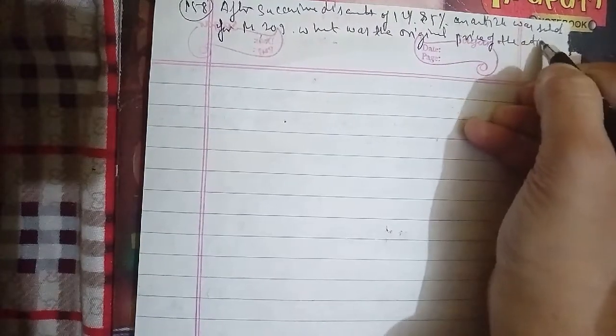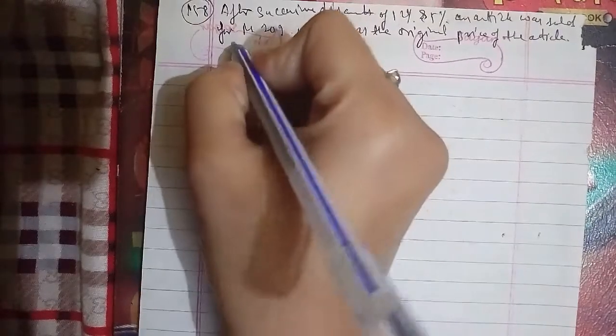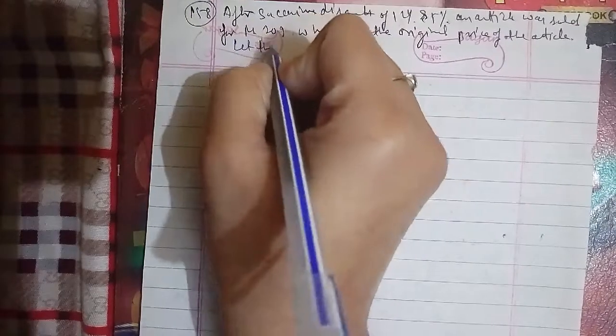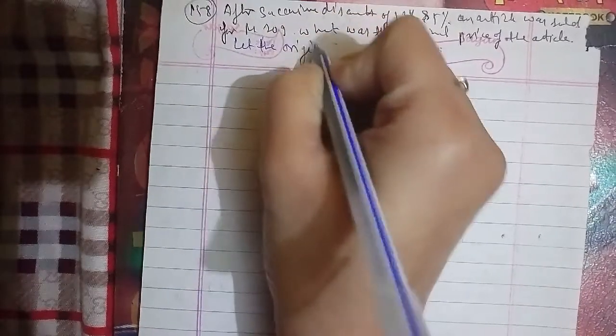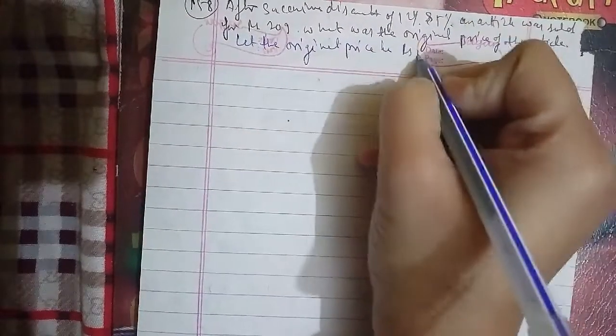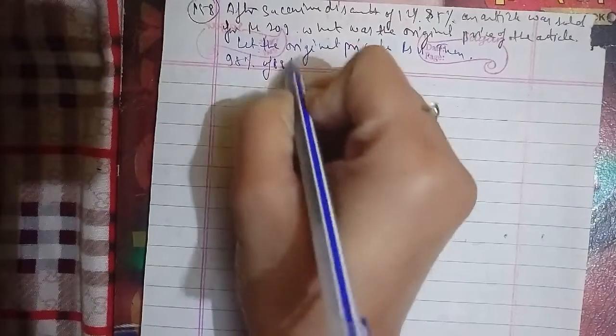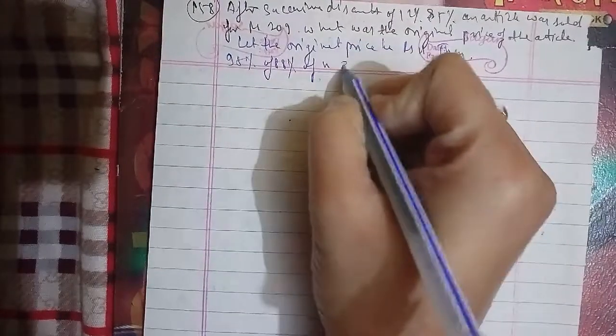Let the original price be rupees X, then 95% of 88% of X equals 209. X equals 209 into 100 upon 95 into 88, which is equal to 250. We'll get that as an answer here.